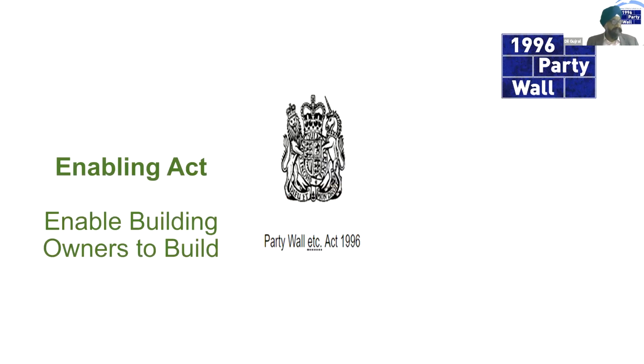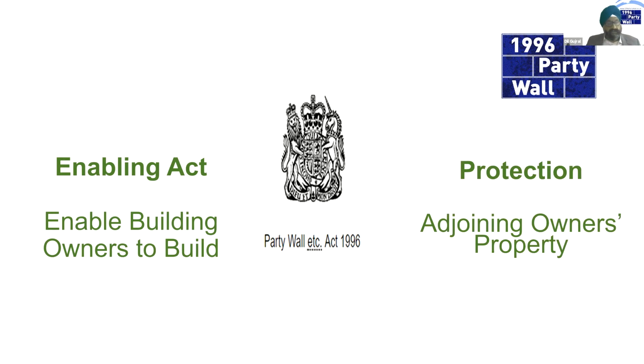Okay, so the reason for the Party Wall Act is twofold. First of all, it's there to help building owners to build their project. It's not there to stop works. It's there to help them undertake the projects and be helpful. The second element of the Act equally is to protect the adjoining owners.